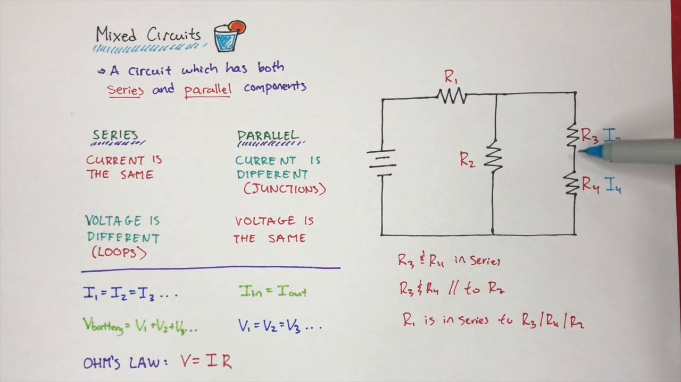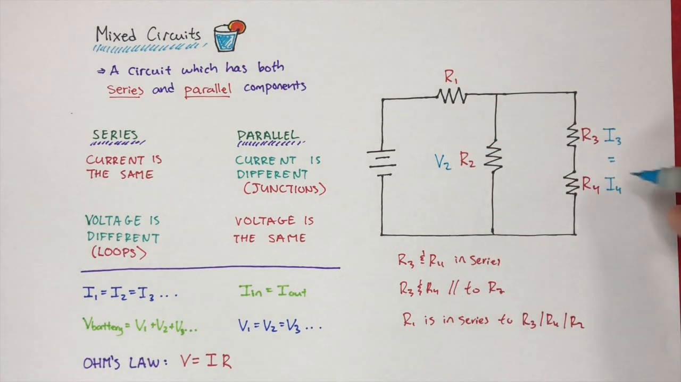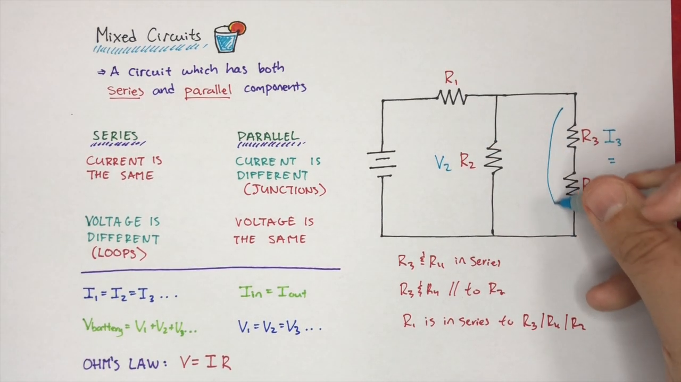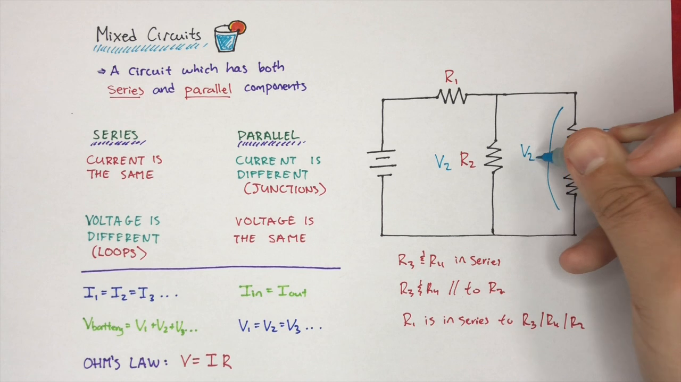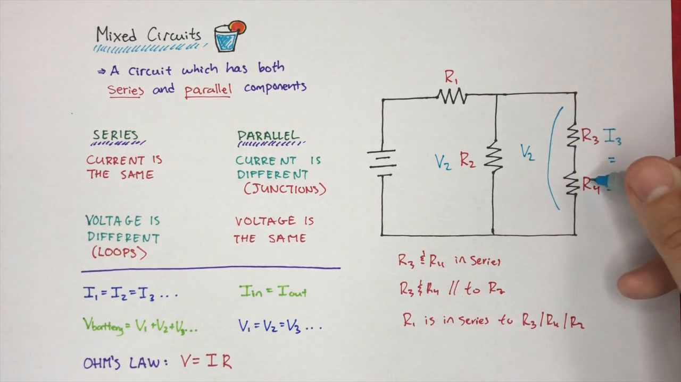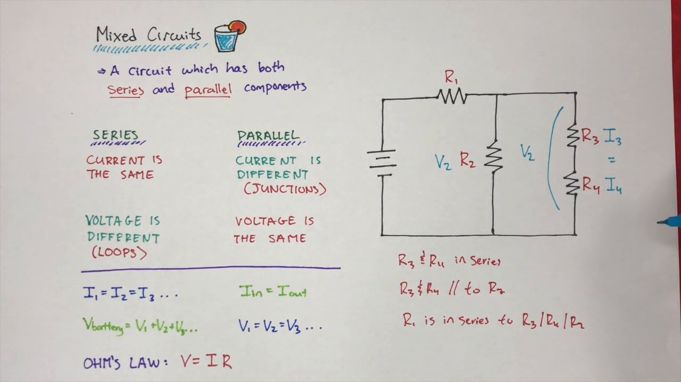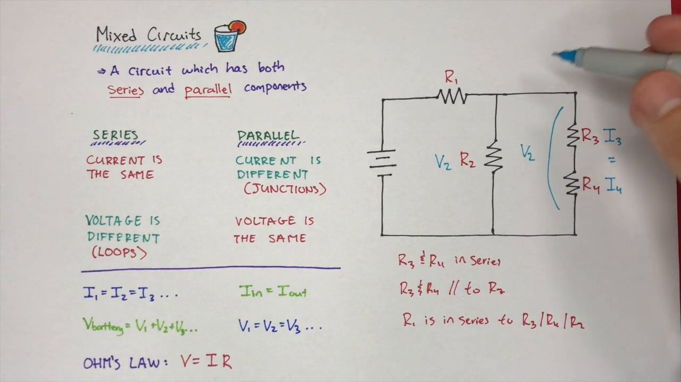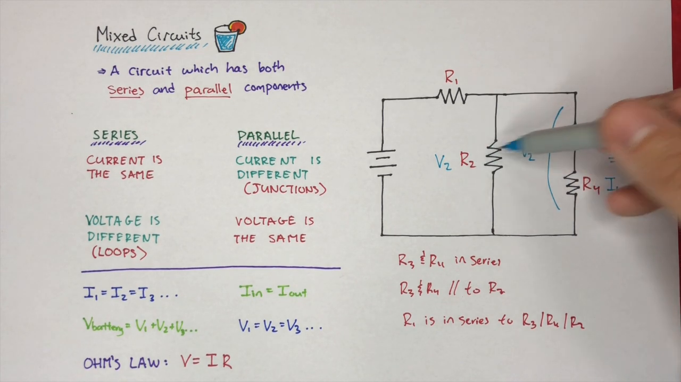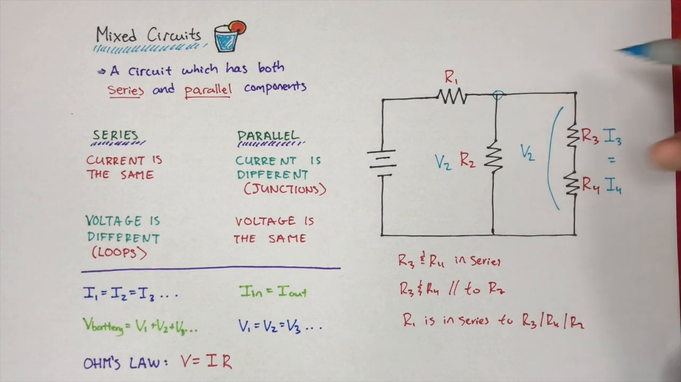But if we take a look at R3, R4, and compare it to R2, these are in parallel. So the voltage that's across R2 is going to be the same as the voltage that's across both R3 and R4. It's not going to be the same as V3, and it's not going to be the same as V4, but it's going to be the same as the total drop across both of those. We're going to take a look at that in a little bit. We also know that the current's going to be different across R2 than it is across I3 and I4 because there's a junction here. So that's one thing that you have to keep in mind.